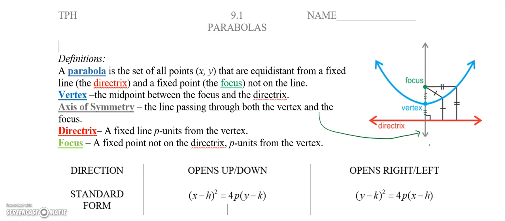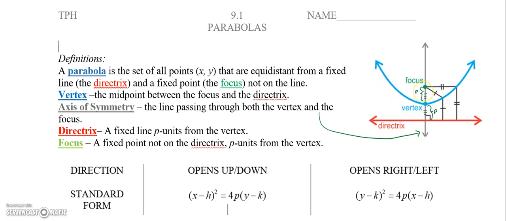The directrix is a fixed line that is going to be p units away from the vertex. So this is p units. And likewise, the focus is also p units from the vertex. So I said they were congruent, and we're going to call them p units. So we have two equations: when the direction is up and down, or the direction is left and right.